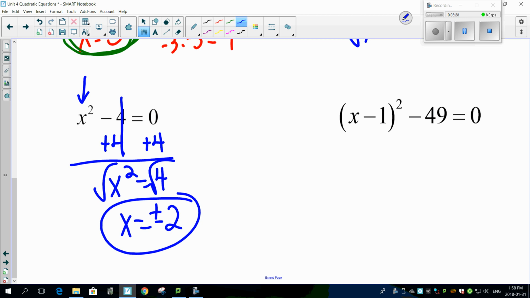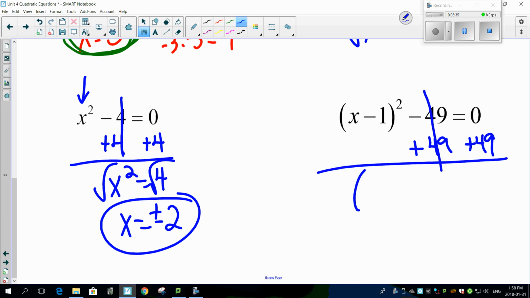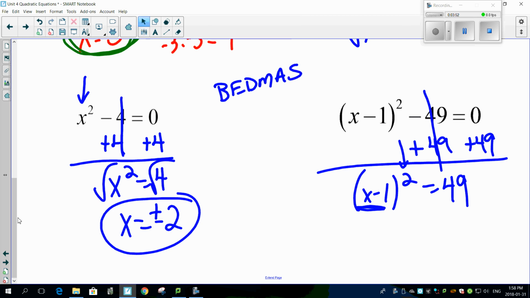Okay, look at this one. Same kind of idea. Add 49 to both sides. That cancels that, leaving you with x minus 1 squared equals 49. But look at this. This is kind of interesting because you have to do this exponent first before you do what's in the brackets. The way I remember this is, you know, BEDMAS? When you're solving, you're actually going this direction. You don't go brackets, exponents, division, multiplication, addition, subtraction. It doesn't work that way.